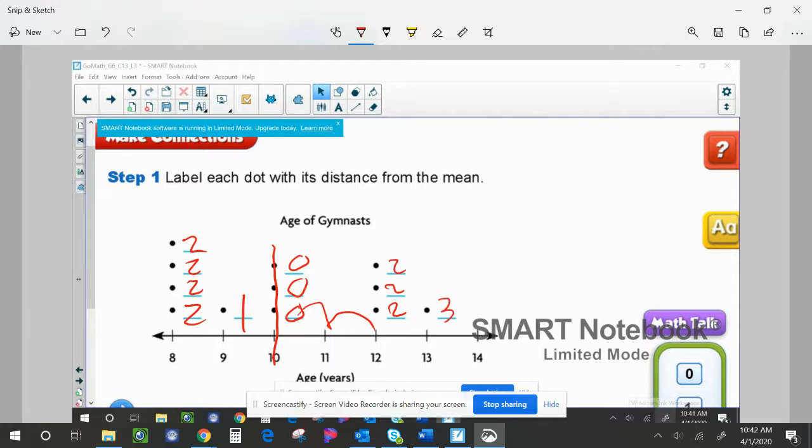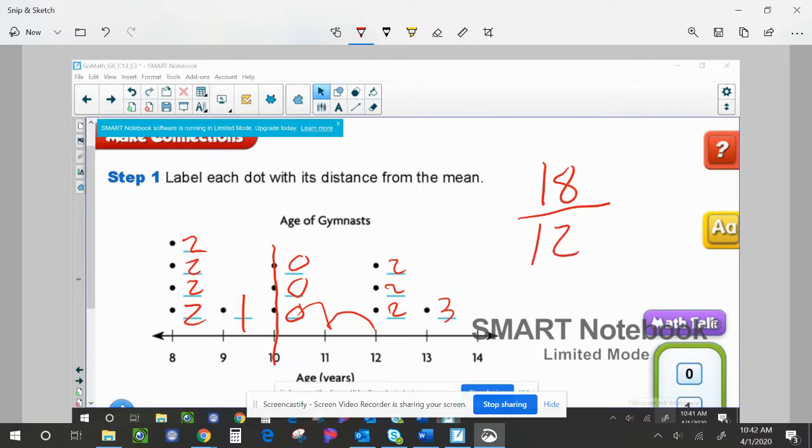Okay, now to find the mean absolute deviation, I just have to add all these numbers up. So I'm going to say 2, 4, 6, 8, 10, 12, 14, 15, 16, 17, 18. So 18 is when I add it up. And then I'm going to divide it by, so I know there's 1, 2, 3, 4, 5, 6, 7, 8, 9, 10, 11, 12. 12.